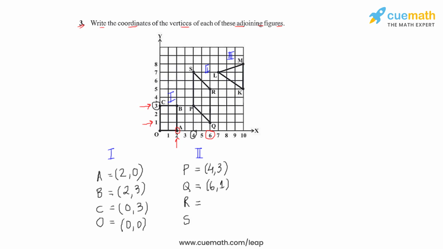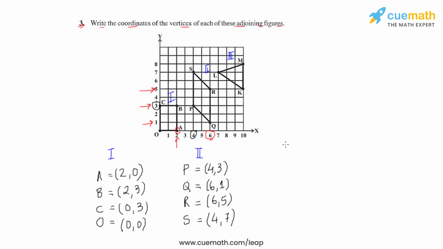For the vertex R of this adjoining figure, again 6 would represent the position of R from the x-axis and 5 would represent the position of R from the y-axis. Hence, the coordinate for this vertex R would be 6 and 5. For the last vertex of this adjoining figure, if we see, then the value of the x-axis would be 4 and the value of the y-axis would be 7. So these are the vertices of the second adjoining figure.